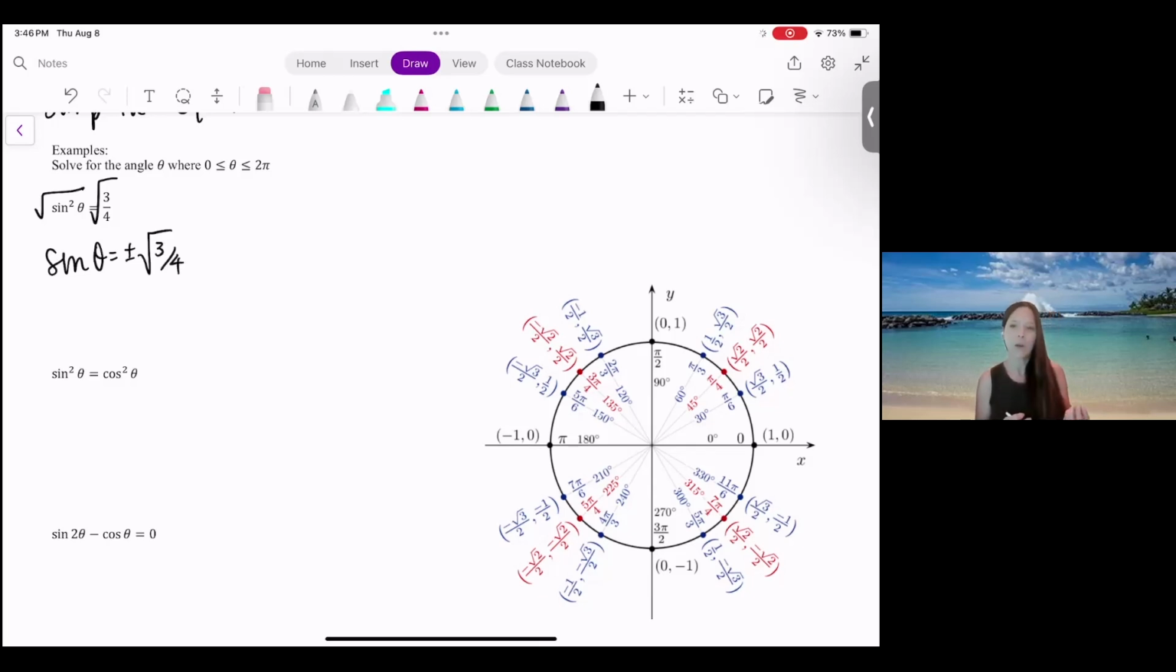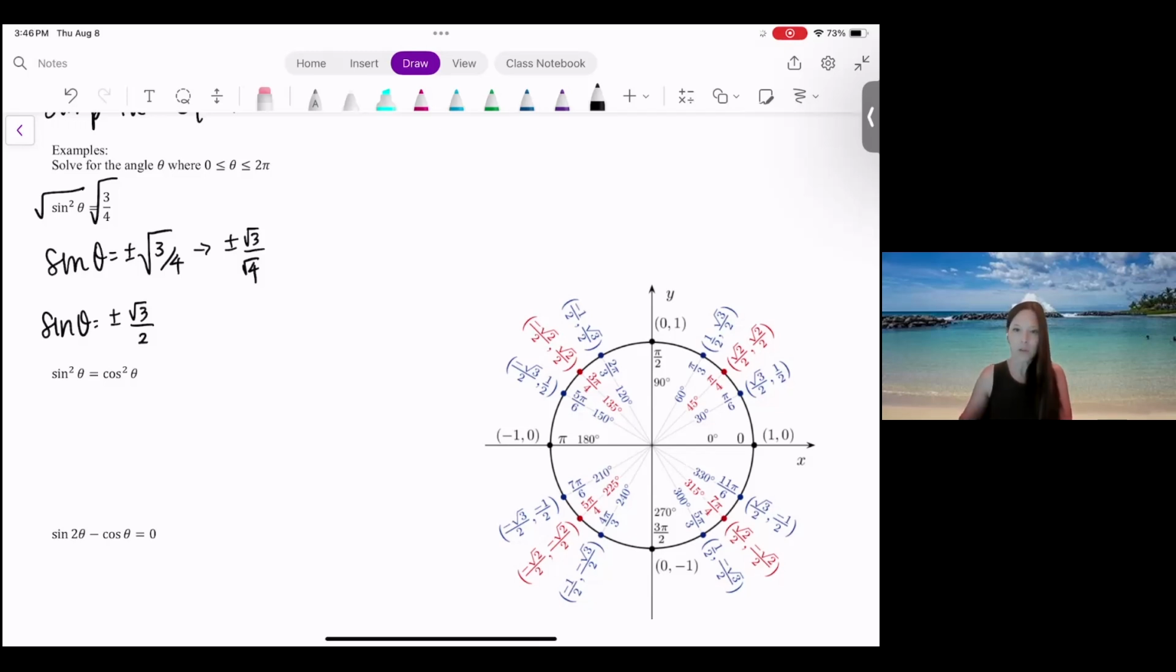I cannot take the square root of 3, but I can take the square root of 4. That's the same thing as plus or minus the square root of 3 over the square root of 4, using the properties of radicals. Sine of theta is then equal to plus or minus root 3 over 2. Breaking that down, I am looking for an angle where the sine is root 3 over 2 or negative root 3 over 2. Recall that sine is the y value in the unit circle. So we need y to be root 3 over 2, both positive and negative.